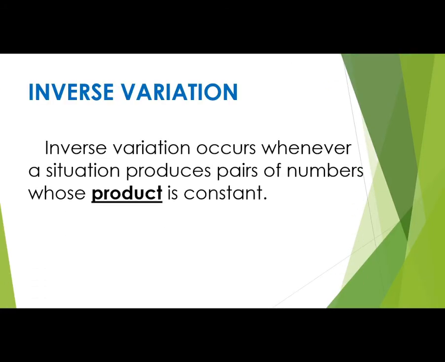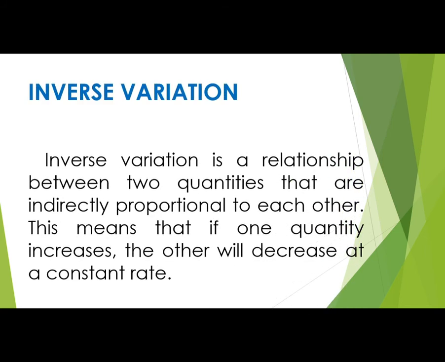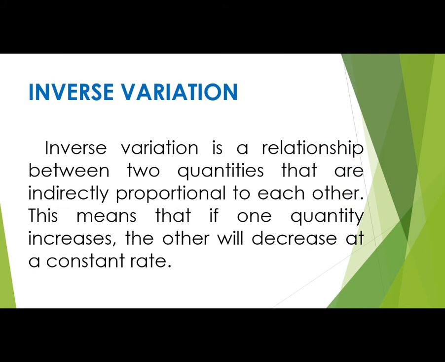So what is inverse variation? Inverse variation occurs whenever a situation produces a pair of numbers whose product is constant. So product is constant. So it is a relationship between two quantities that are indirectly proportional to each other. This means that if one quantity increases, the other one will decrease at constant rate.